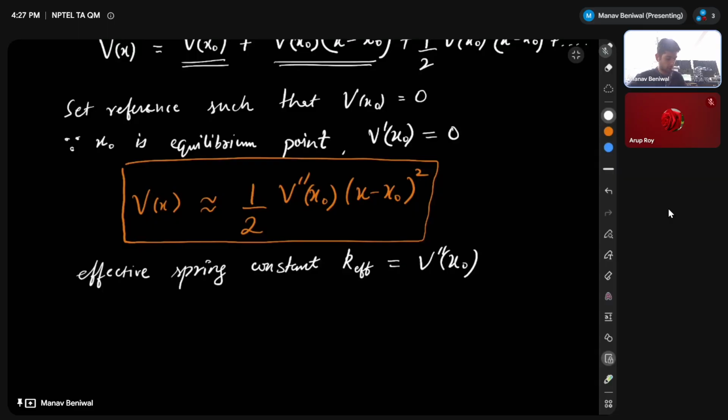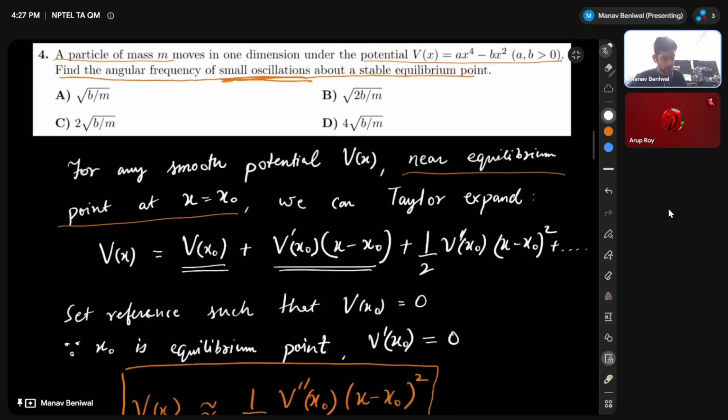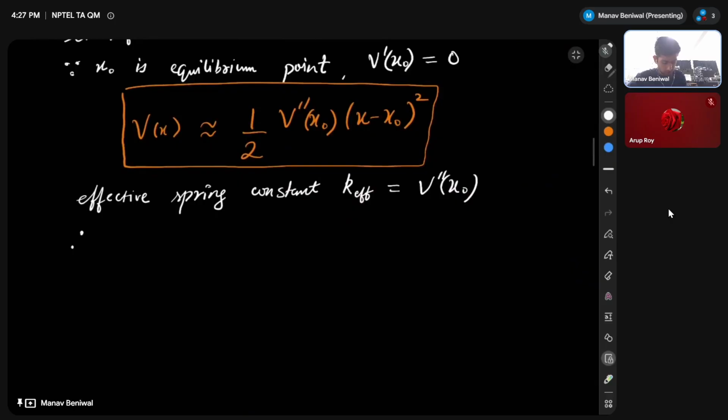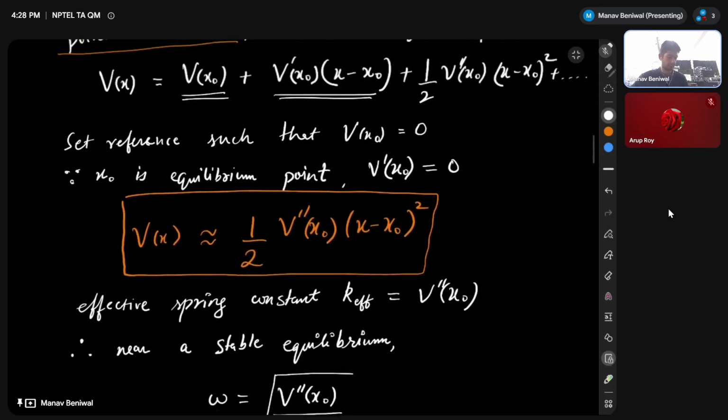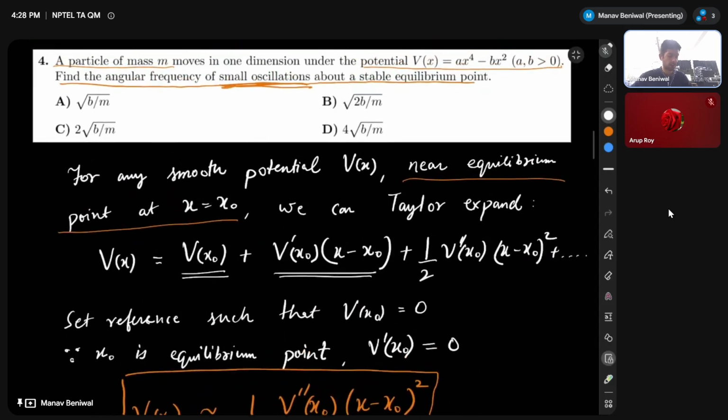And therefore omega, what do we need to find? We need to find angular frequency. Therefore, near stable equilibrium, omega can be found simply as square root of V double prime x naught over m. Okay, so that's it. Now we can just plug in the values for this given potential.